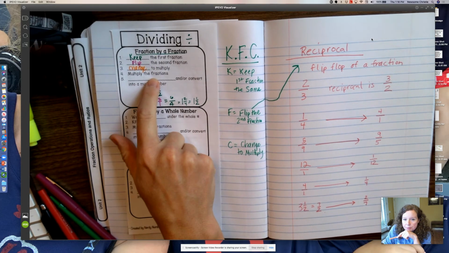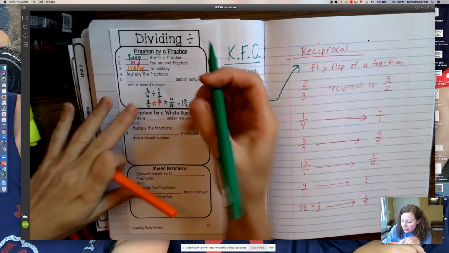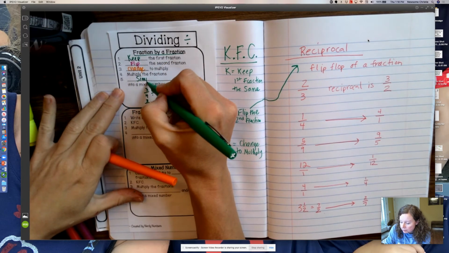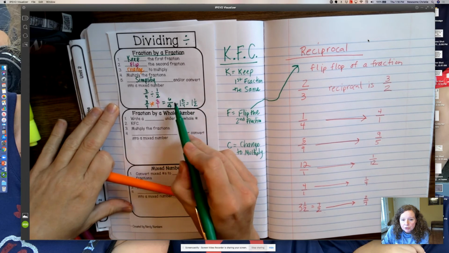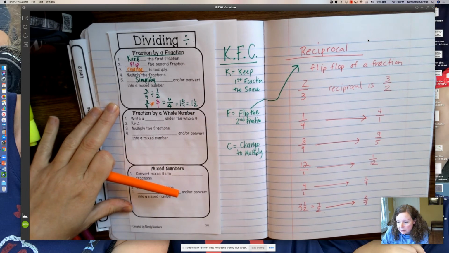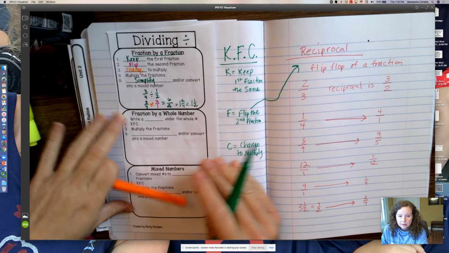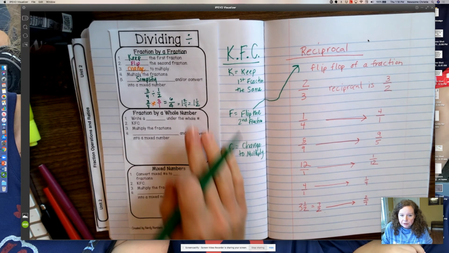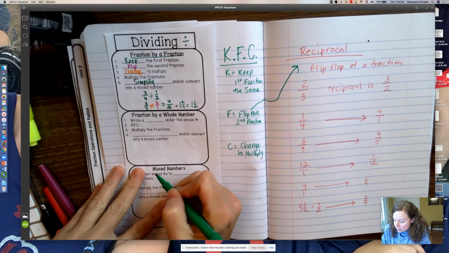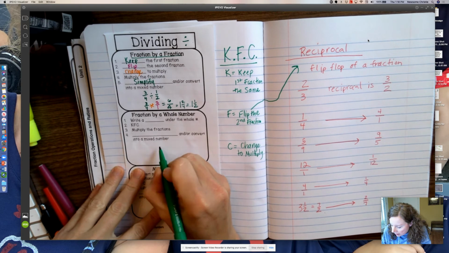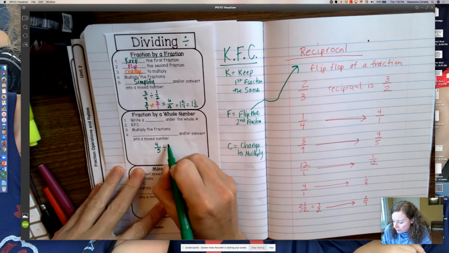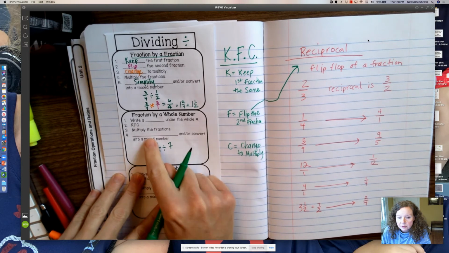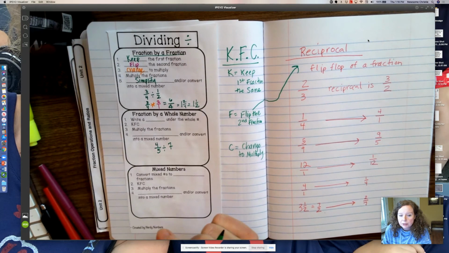Then you multiply the fractions, and then always, always, always, we simplify and convert to a mixed number, which is nothing different than what we did last week. Okay? So let's go ahead and try that now with a fraction by a whole number. So let's imagine that we had 4/5 divided by 7. Okay, so you've got a fraction divided by a whole number.